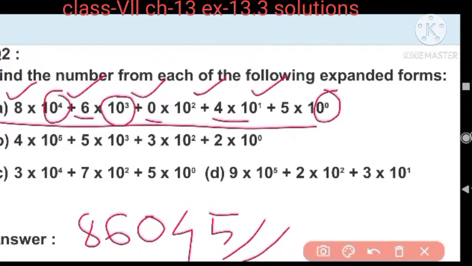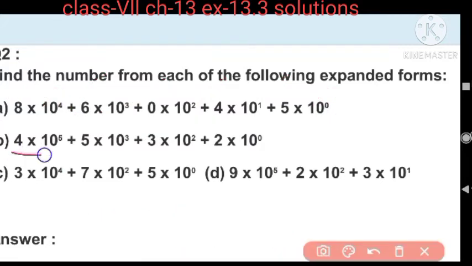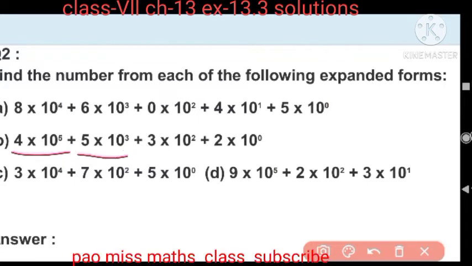Okay, now hope you have understood. So write this in your notebook. Now come to next question. So what is given in the next question? Next question is given 4 multiply 10 to the power 5 and 5 multiply 10 to the power 3, and again 3 multiply 10 to the power 2 and 2 multiply 10 to the power 0.